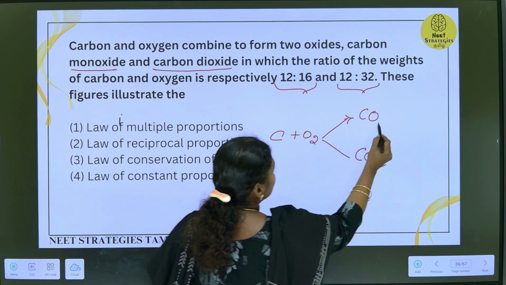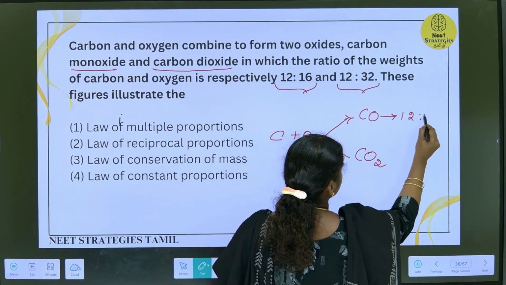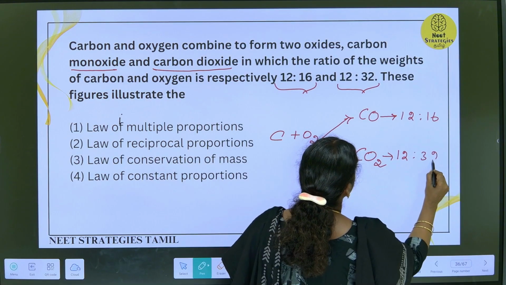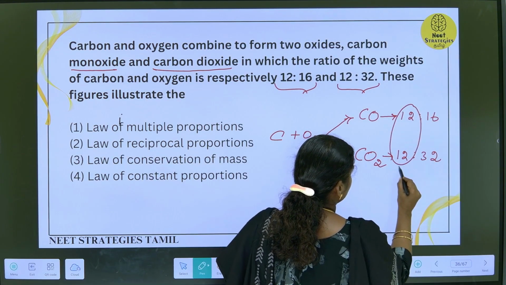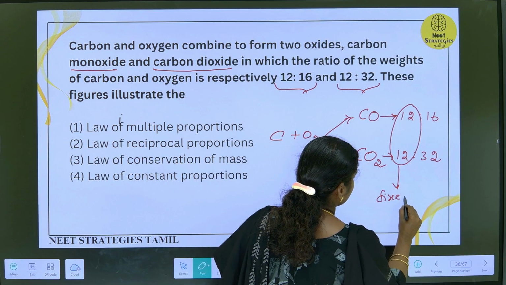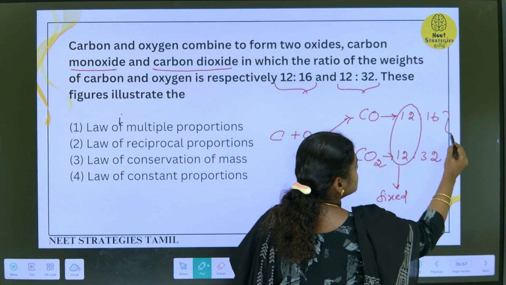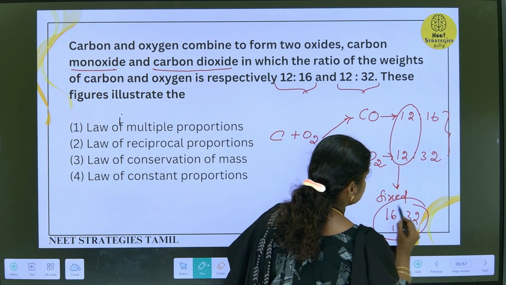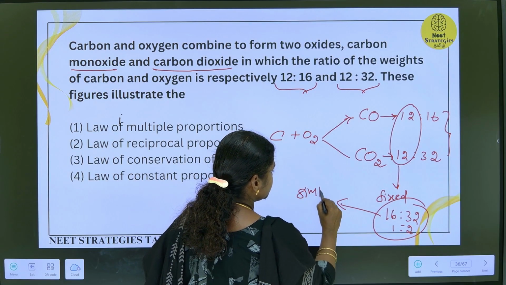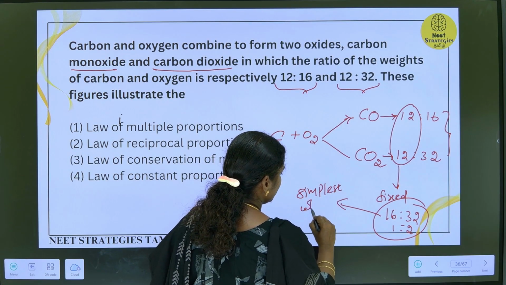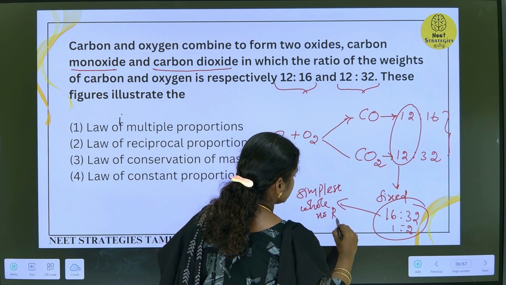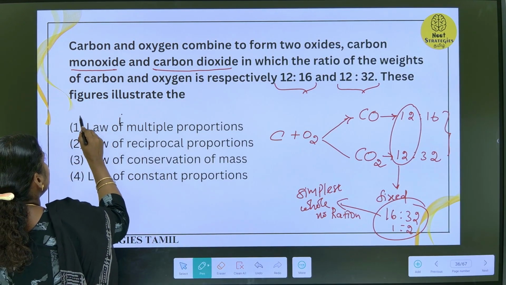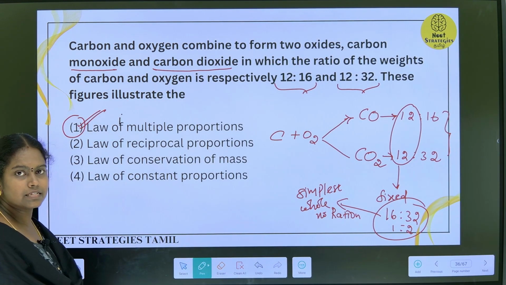Okay, so what do we have here? 12 is to 16 in ratio, and here 12 is to 32 in ratio. So this 12 will be the fixed one. Then oxygen is the simplest whole number ratio. So 16 is to 32, that is 1 is to 2. This is the simplest whole number ratio. So this belongs to the law of multiple proportion. Option 8 is the correct answer.